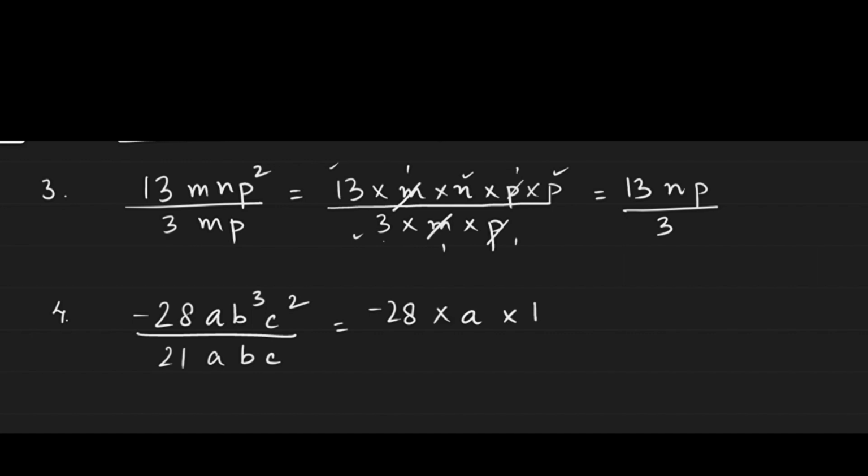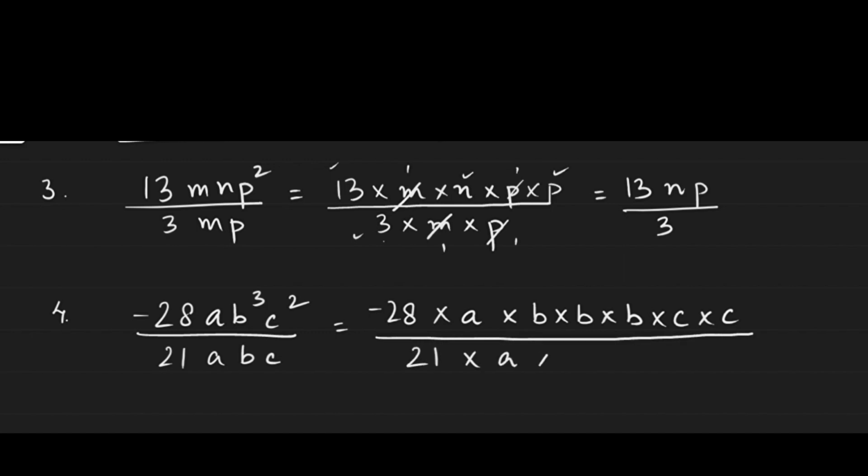A, b cube is b multiply b multiply b. And c square is c multiplied by c 2 times. And then 21 a, b, and c. Let's look at the numerical part. Negative 28 and positive 21. Do they have a common factor? Yes, 7. 7 goes into 21 3 times, and 7 goes into 28 4 times. And this is negative 28, so this is negative 4, because 7 times negative 4 gives you negative 28.